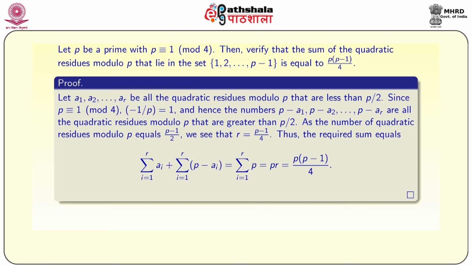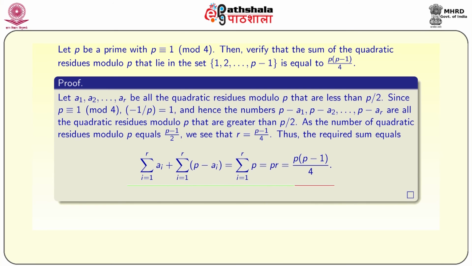So, the number of quadratic residues modulo P is equal to (P minus 1)/2. We see that R is equal to (P minus 1)/4. Thus, the sum, that is, the sum from i equals 1 to R of a_i plus the sum from i equals 1 to R of (P minus a_i), is equal to simply the sum from i equals 1 to R of P.